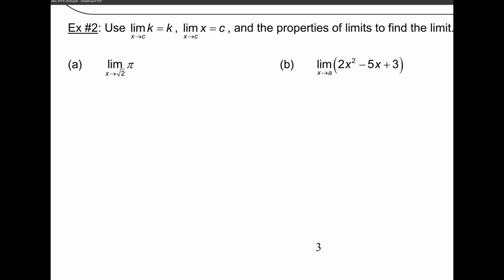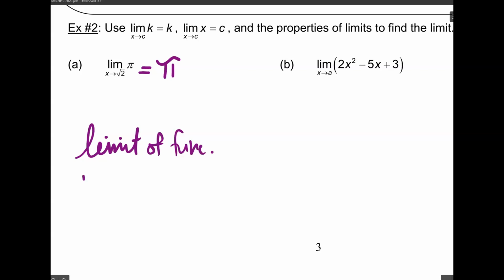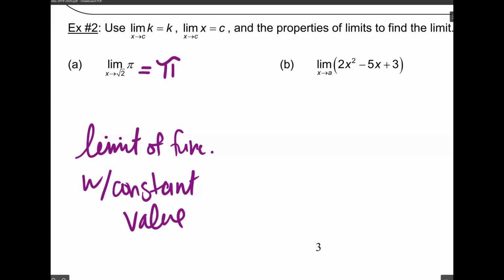What is the limit of pi as x approaches root 2? Pi. This is the limit of a constant, because pi's a constant. Yes, the limit of a function with constant value. I'm writing this because you can look above in your notes and be like, oh yeah, pi is a constant. Got it. All right, B.